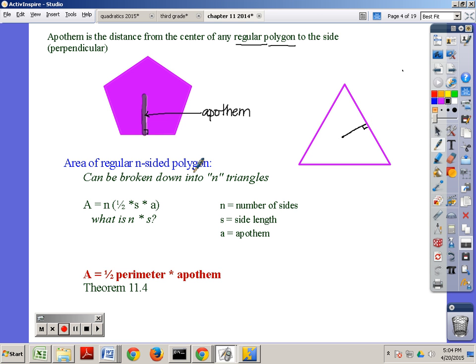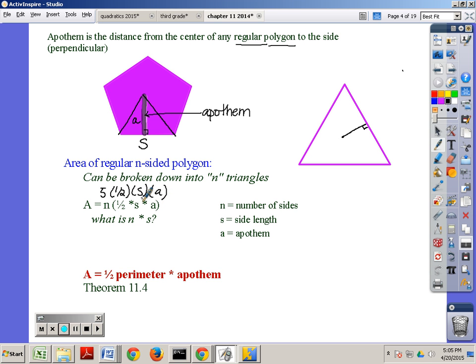So if you look at this pentagon here, the area is the number of sides, n, times, you've got this triangle right in here. You've got, in this case, 5 of these triangles. So you would go 1/2 base times height, where your side is your side length. This is your S. And A is your apothem, which is your height. And in this case, we'd have 5 of these. You'd have 5 times half times your side length times your apothem.